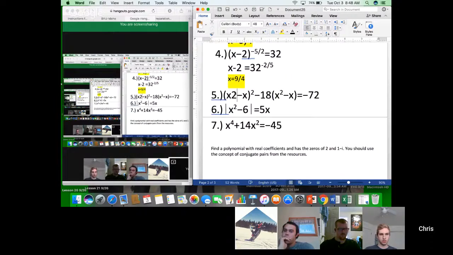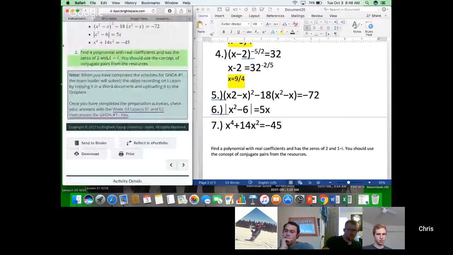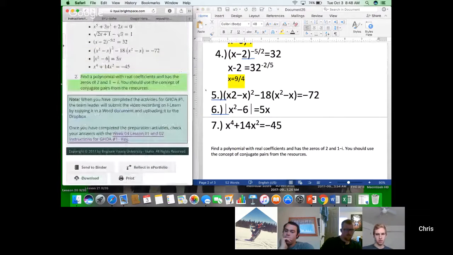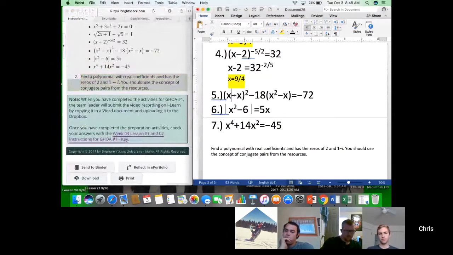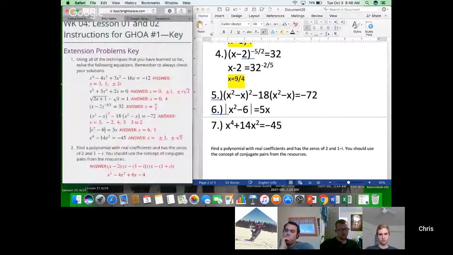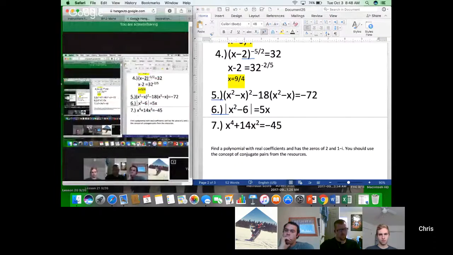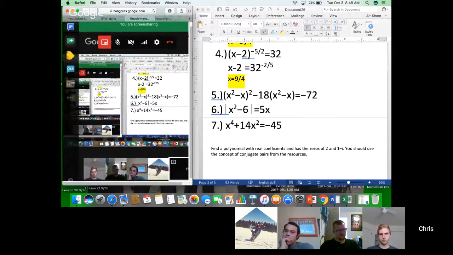What is that in real life, actually? X squared. Okay, that's supposed to be a squared right there. So I guess we'll do number 5 now, or part 5.